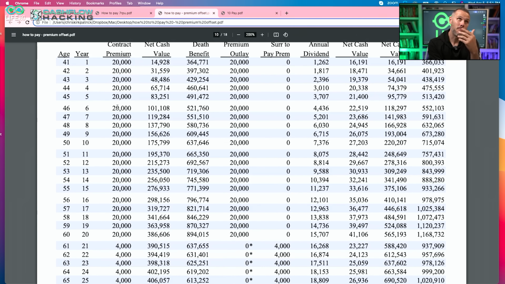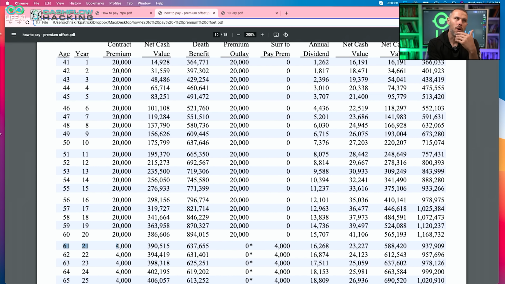Once again, I think best practices, because when you look at this and you say, hey, year 8, I'm contributing $20,000. It's growing by $24,945, so almost $25,000. To me, this is operating really efficiently. It's like a savings account on steroids with other benefits. The death benefit's growing bigger. It is what it is.